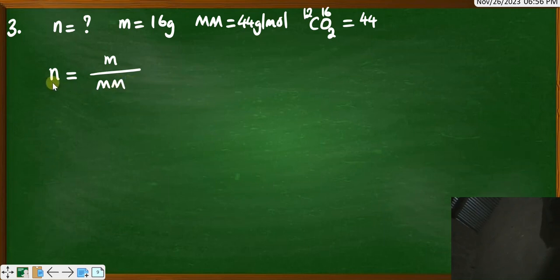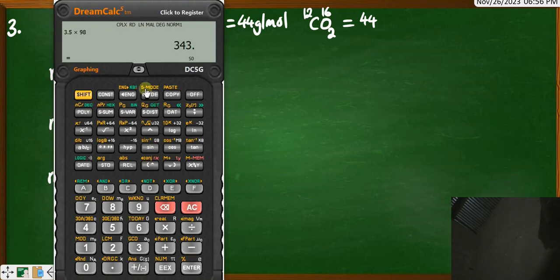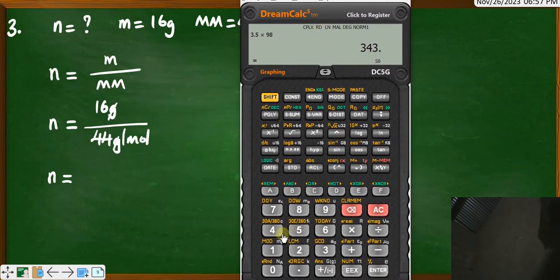Then we'll substitute. Number of moles is what we are looking for, so we'll just write it as it is. Mass, we'll put 16 grams over molar mass, 44 grams per mole. So you say per mole like that. Then number of moles is equal to, you check that this gram and this gram will go. So you say 16 divided by 44.